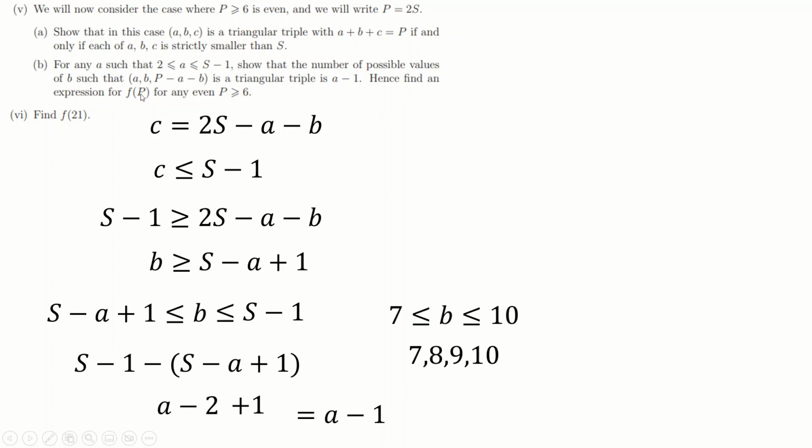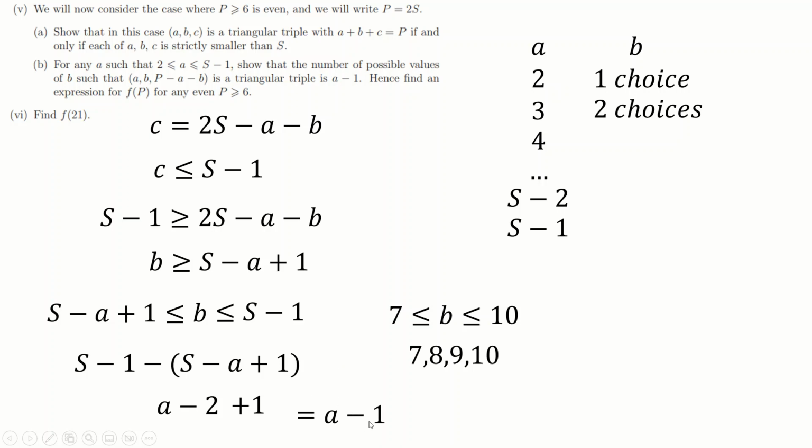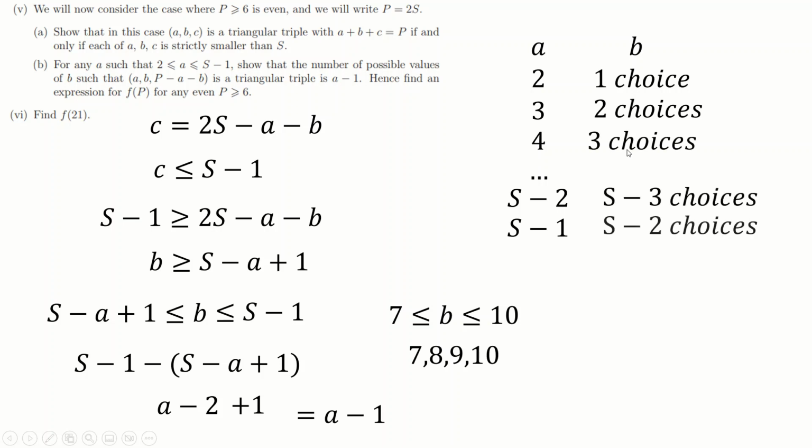Okay, so hence find an expression for f of p, the number of triangles for perimeter p, the triangular triples, for any even p greater than 6. So okay, what we've decided here is for any a value, and a can be anything from 2 all the way to s minus 1. For each given a value, b can have a minus 1 options. So if a is 2, b has 1 option. It can only be 2. We've already decided the side lengths can't be 1. If a is 3, b has 2 options, right? 3 minus 1 is 2 options. It can be 3 or 2. If a is 4, b has 3 options, and so on, all the way down to here.